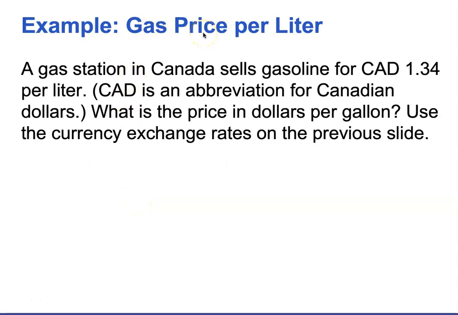Example, let's do gas prices per liter. A gas station in Canada sells gasoline for CAD, which is your Canada dollars, 1.34 per liter. CAD is an abbreviation for Canadian dollars. What is the price in dollars per gallon? So not only are we changing Canada money units to dollars, we're also changing liters to gallons. So you're actually doing a double conversion here. Use the currency exchange rates on the previous slide. So this one's telling you to use the chart that they gave you.